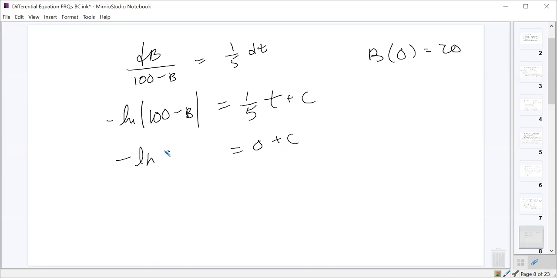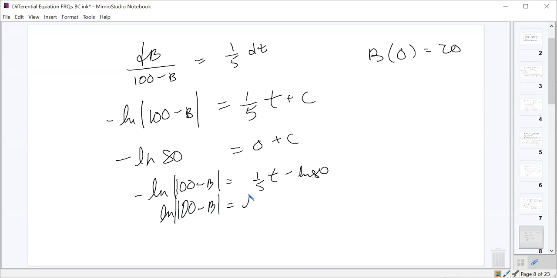So if t is 0, we end up with negative natural log of 80 over here as our constant. So negative natural log absolute value of 100 minus B equals 1/5 t minus ln 80. Divide everything by negative. So this will become natural log absolute value of 100 minus B equals ln 80 minus 1/5 t. Exponentiate both sides. e to the ln 80 minus 1/5 t should just become 80 e to the negative 1/5 t.